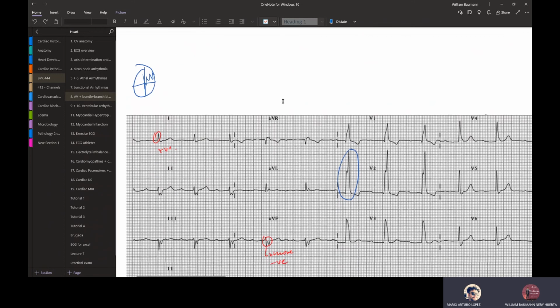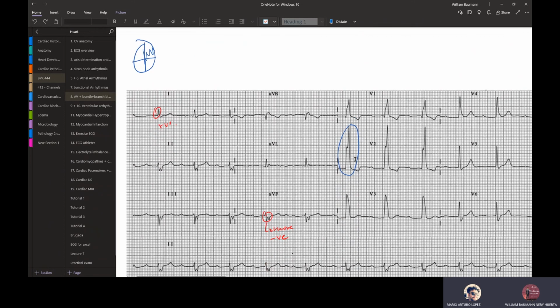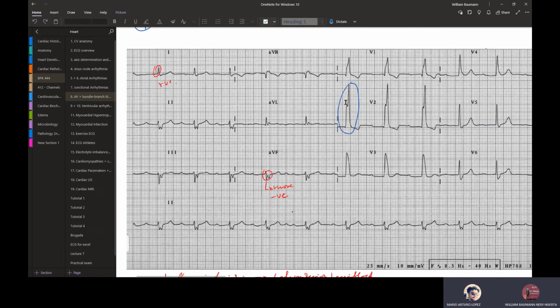So here we see on the V1, V2 is very characteristic. Yes. Something's going on. That looks like a right bundle branch block. V5 and V6 are normal. Exactly. So you get the depolarization coming from the left side. That's why it's late.